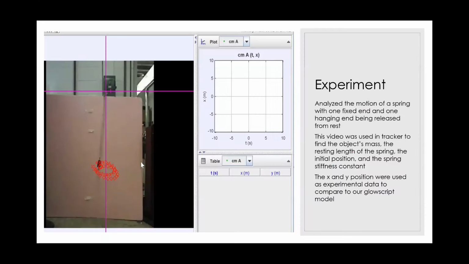In our experiment, we tracked the position of the mass as it moved and used the output to compare our computational model. We also use the Tracker model for initial conditions such as x initial, y initial, the initial length of the spring, the rest length, and the spring stiffness constant.